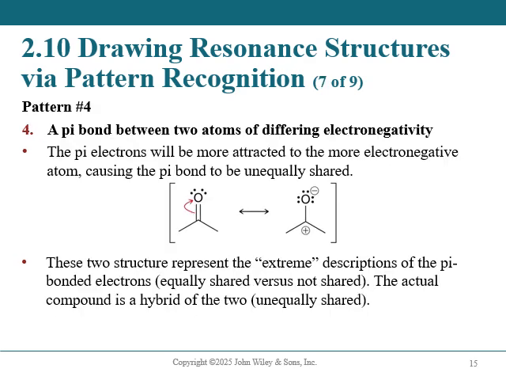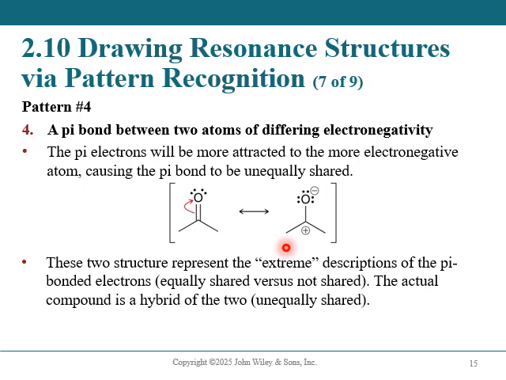Pattern number 4, a pi bond between two atoms of different electronegativity. So for instance, here we have carbon and oxygen. Oxygen is much more electronegative than carbon, and there is a pi bond right here in between, right? Usually when you have a double bond, you have one sigma and one pi. So that pi bond will migrate towards the more electronegative atom and contribute to that hybrid of resonance. The pi electrons will be more attracted to the more electronegative atom, causing the pi bond to be unequally shared.